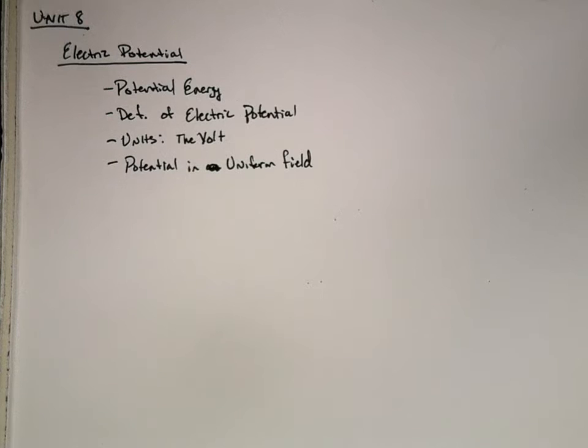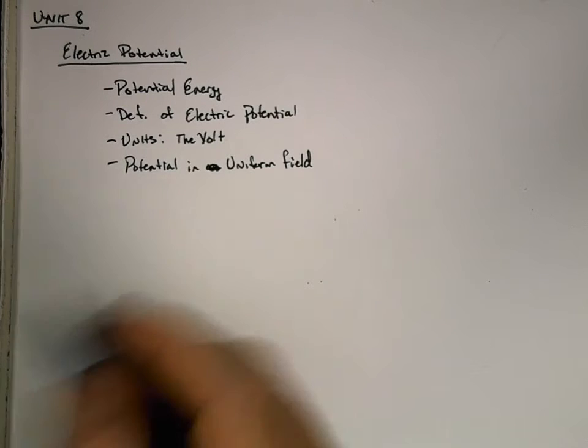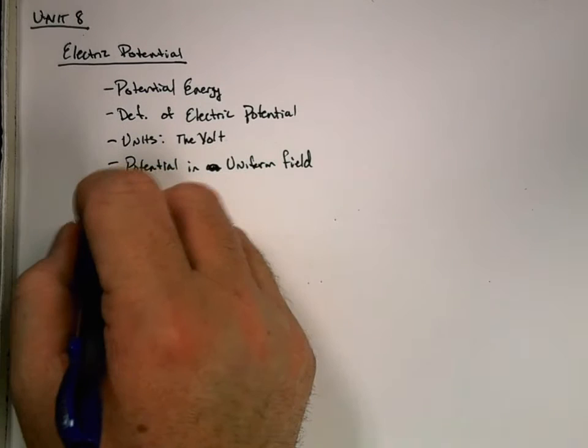All right, so we are starting with electric potential, Unit 8 today. We're going to discuss potential energy. We're going to review the idea of potential energy in general. Then we'll discuss the definition of electric potential, which is slightly different from potential energy. Introduce the unit of the volt, and then talk about the potential in a uniform field. So, potential energy.